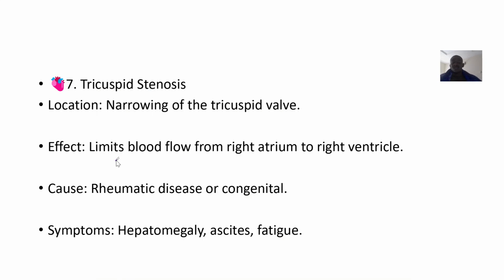Okay, then lastly we have the tricuspid stenosis. That one is narrowing of the tricuspid valve. It limits blood flow from the right atrium to the right ventricle. Okay, usually associated with rheumatic disease, and the symptoms are what? Enlarged liver, that's hepatomegaly. There's accumulation of fluid in the stomach, that's ascites, and there's body weakness.